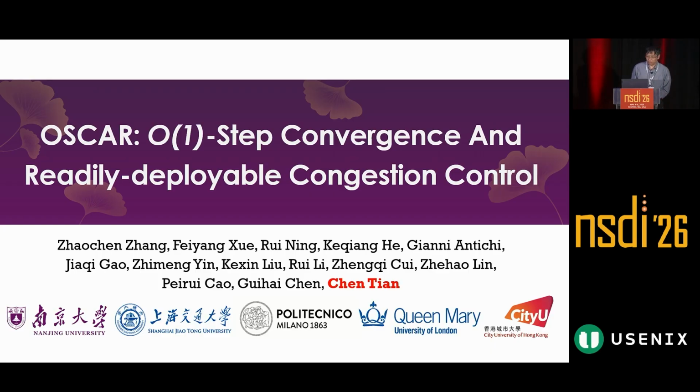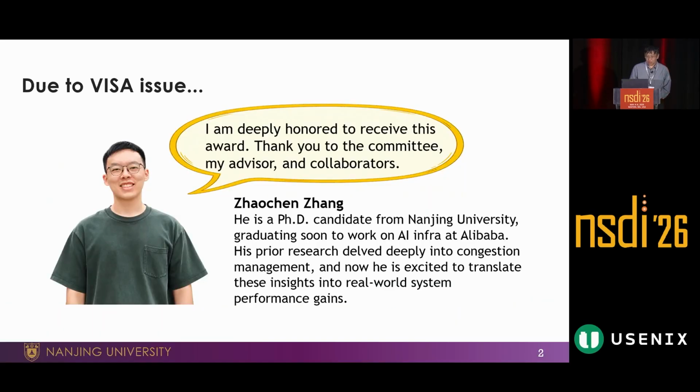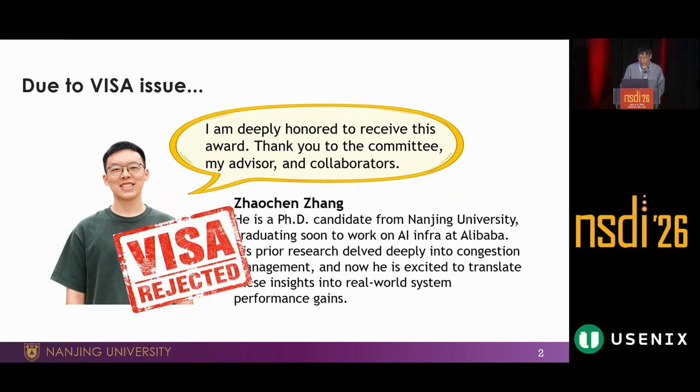It's a congestion control paper again, and we are glad that we have been awarded the outstanding paper this morning. This, as you see in the title, is a one-step convergence and readily deployable congestion control protocol for data centers. Actually, 80% of the work is done by my students, my student Zhao Chen Zhang and other authors. We both mainly contributed to the discussion, but unfortunately he's not here due to a visa problem.